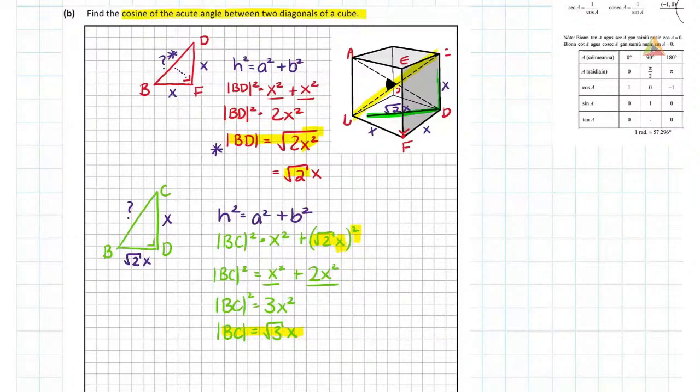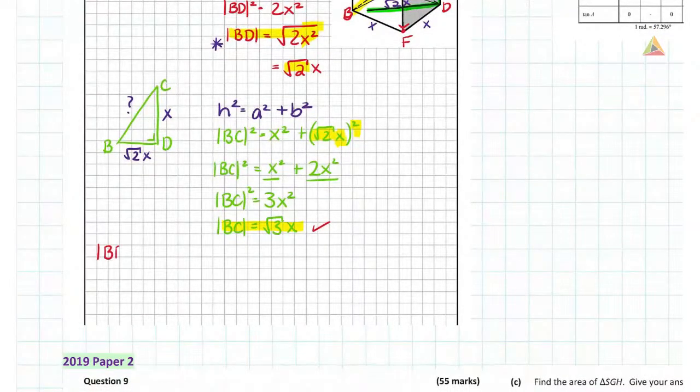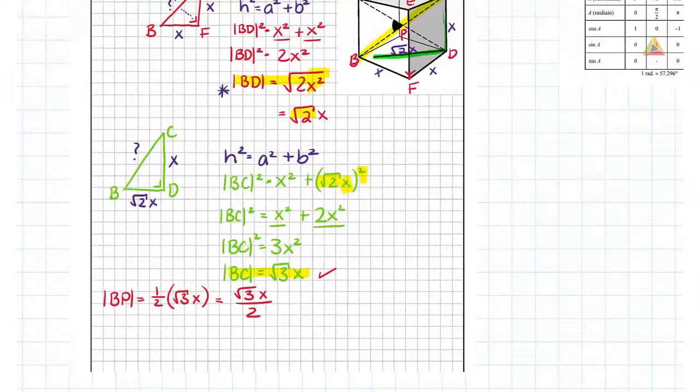So therefore, the distance from B, that should have been B, and that one should have been C, and that we said in the middle was the point P. So the distance from B to P is obviously half of this distance here. Okay, so the distance from B to P is going to be half of root 3 times x. Okay, and that can be written as root 3x over 2. Why? Well, because the diagonals bisect each other.